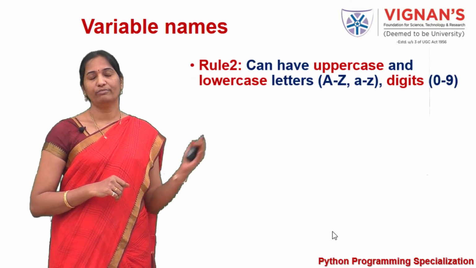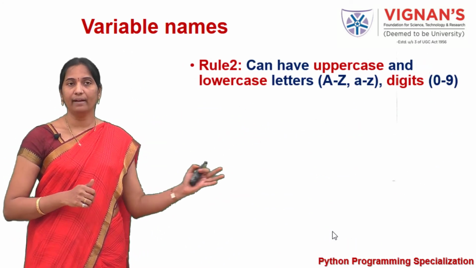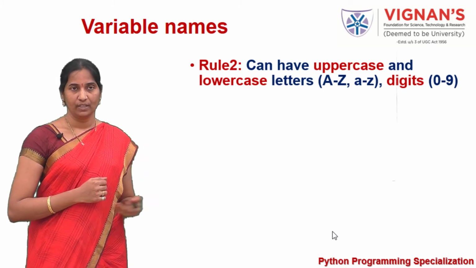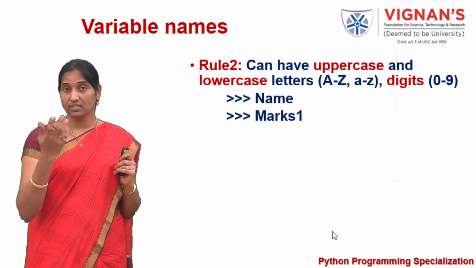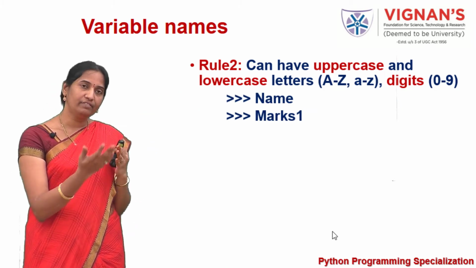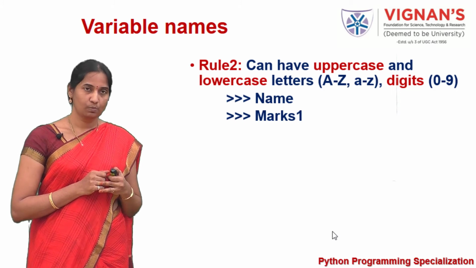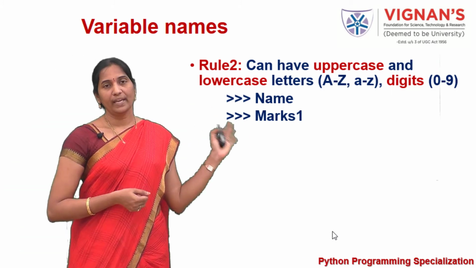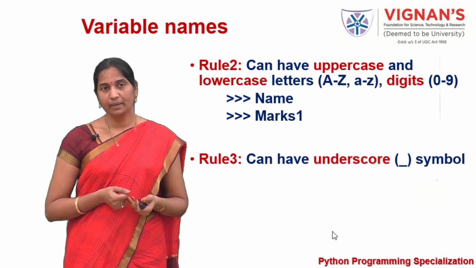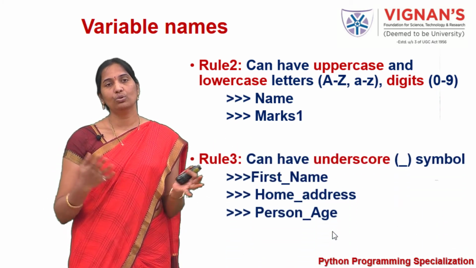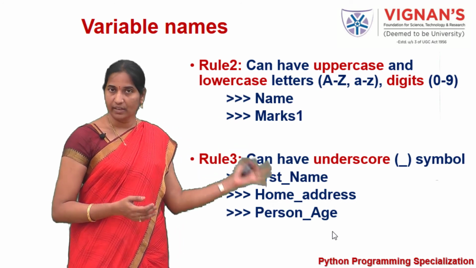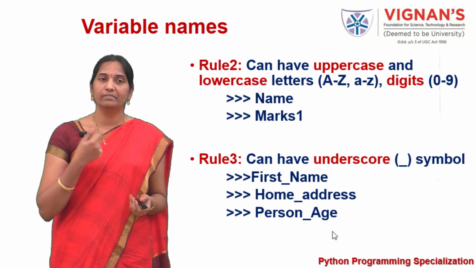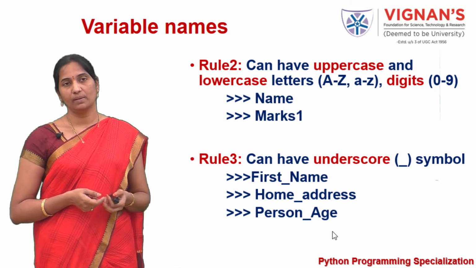Another rule of variable naming is that they can have uppercase, lowercase, and even digits as part of their names. I can have name where n is a capital letter, so I can have variable names with capital and small letters. I can include digits also, just like in the case of marks1. You can have the underscore symbol also in your variable names, but usually it is used to connect different words, like first_name, home_address, person_age. So to connect two or more words in a variable name, we can use the underscore symbol.